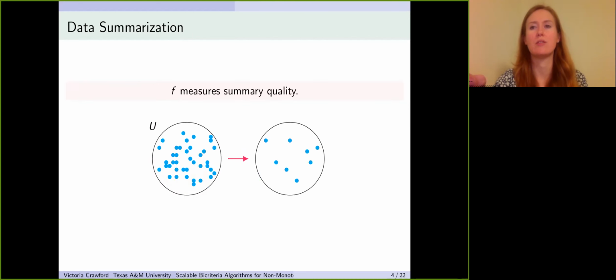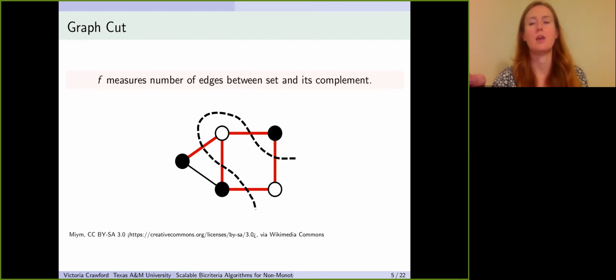Some applications where submodular set functions arise: if U is some data set, and we're looking to find a subset of the data set that effectively summarizes it, then we can define some measures of summary quality that have the submodular set function property. Another application is cutting in a graph. In this application, the universe U would be vertices. If we define F to be, for a subset of the vertices, the number of edges between that set of vertices and its complement, then that function is also submodular.